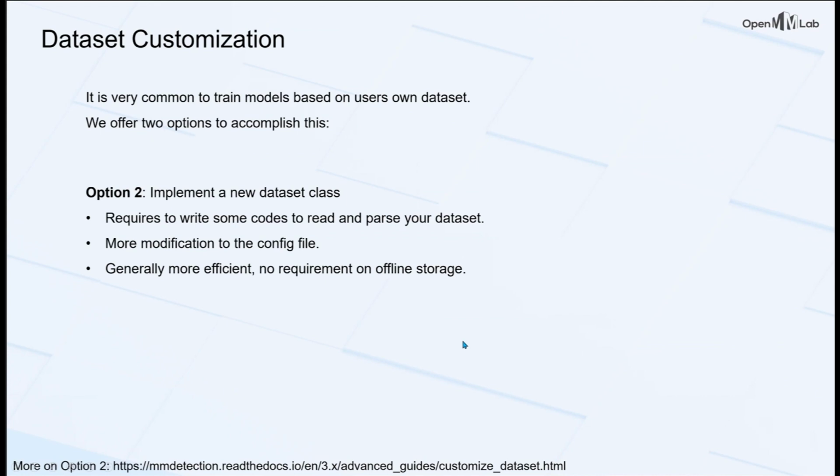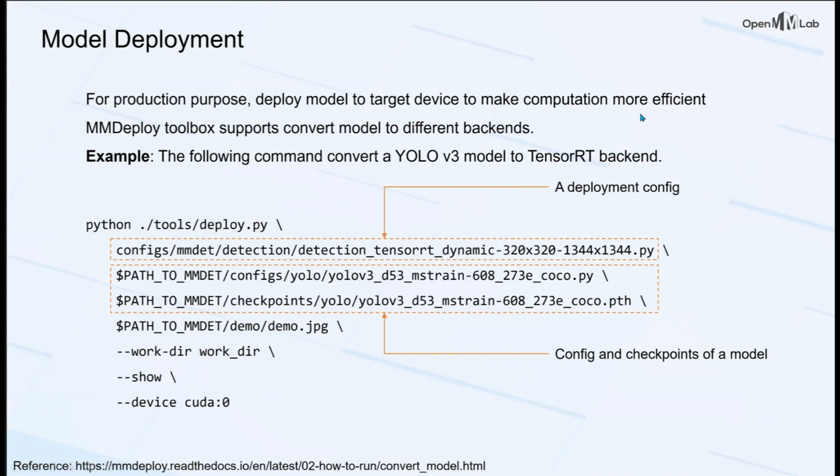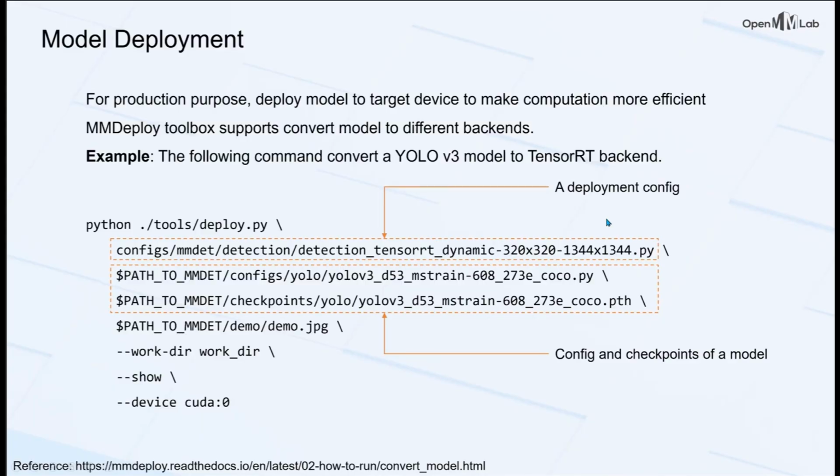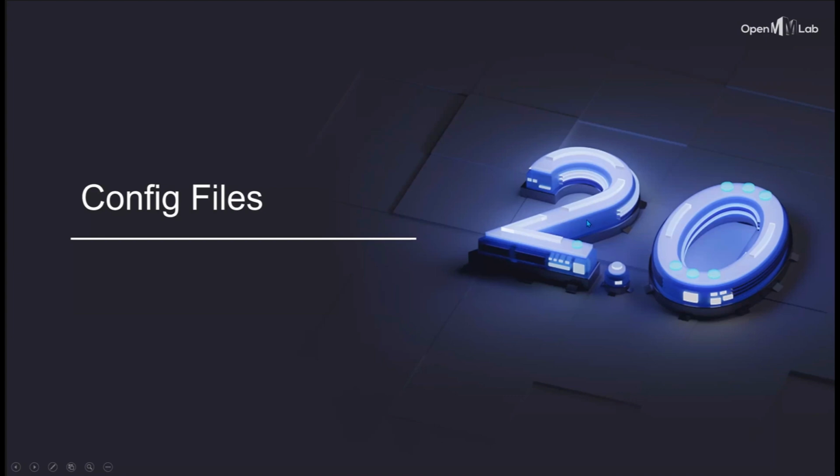Okay. So finally, for production purposes, we also want to deploy the model to some target devices to make the computation more efficient. Deploy is for this purpose. To deploy a model, one needs to provide the config file and the checkpoint file of a model, and also a deployment config, which defines the backend, the input shape, the data type, and some other items required to deploy the model. So this is the part of model training, testing, and deployment. And we move to the next part, config files.